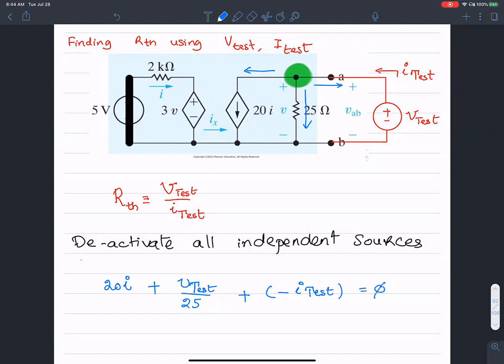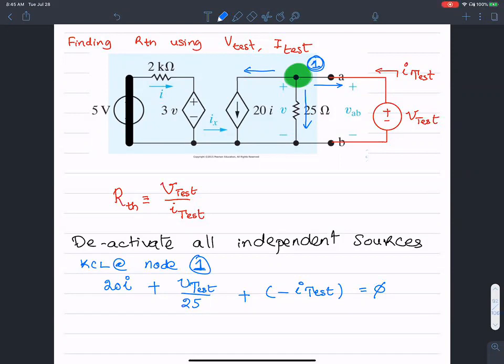Apply KCL at the node, call this V test, or I can call this V. We'll simply call this node 1. You apply KCL at node 1, and that is what you would get.